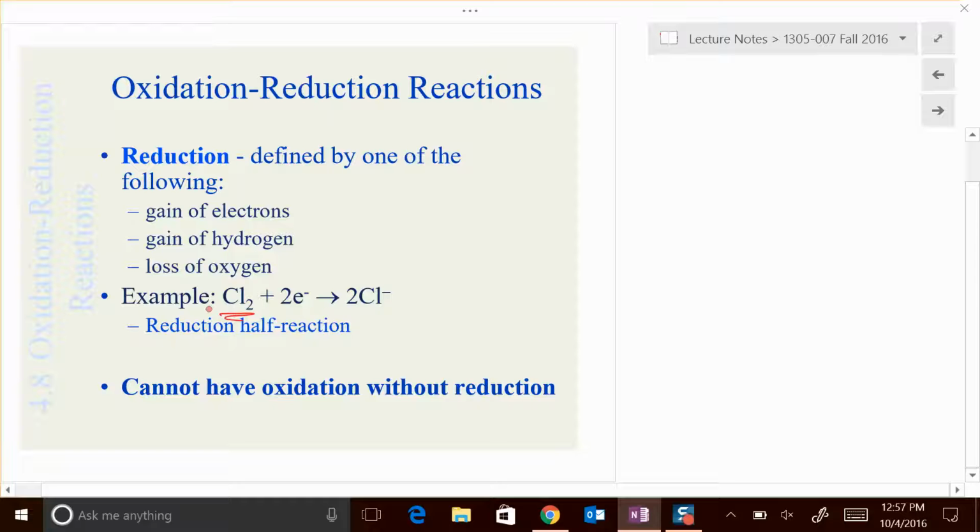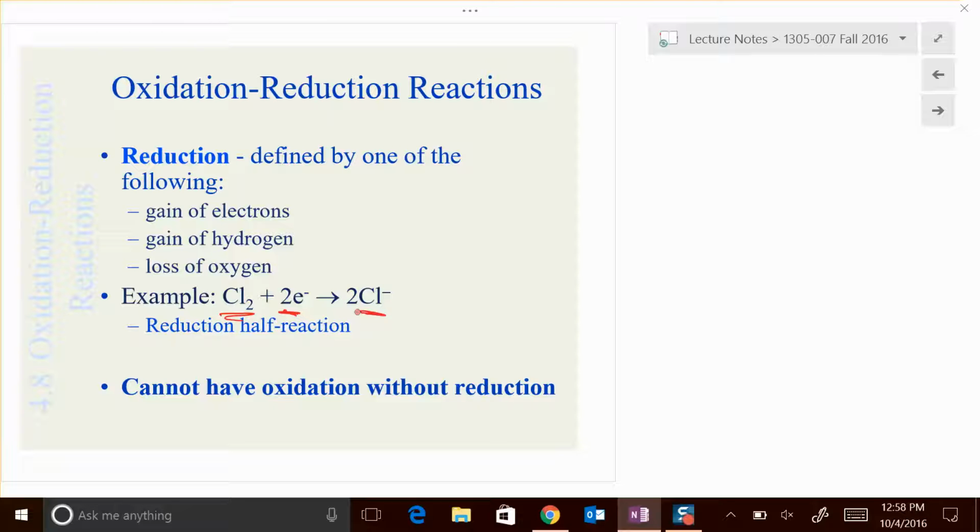So here we have chlorine. Chlorine wants to do what? Gain or lose electrons? Gain. Chlorine wants to gain electrons. So chlorine gains electrons and it becomes Cl minus. It picks up 1 electron. Well, there's 2 chlorines there, that's why it says 2 electrons. 2 chlorines pick up 2 electrons, that's 1 electron each. Chlorine minus. We have 2 chlorine minuses.